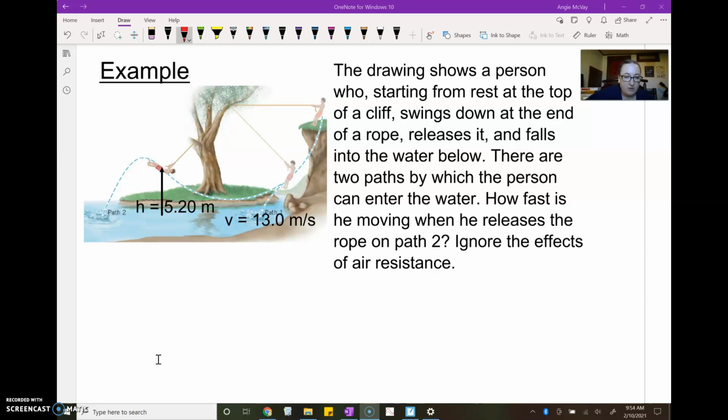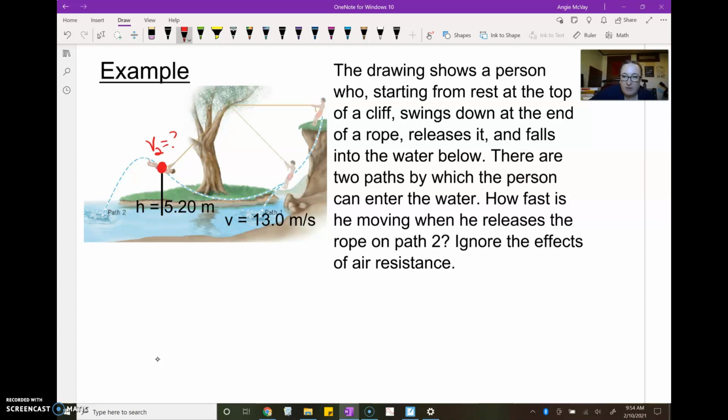So we want to know how fast this person is going here when they release the rope at path 2. Right, so path 2 is right here, and we want to know what's going on right when they release at this position. So how fast is this person going? Right, we'll just make them a big dot, like right here. What else do we know here?